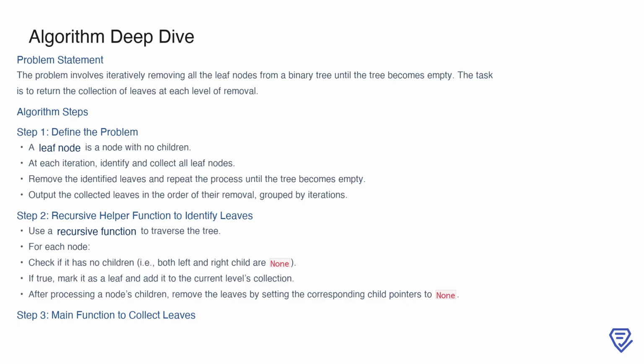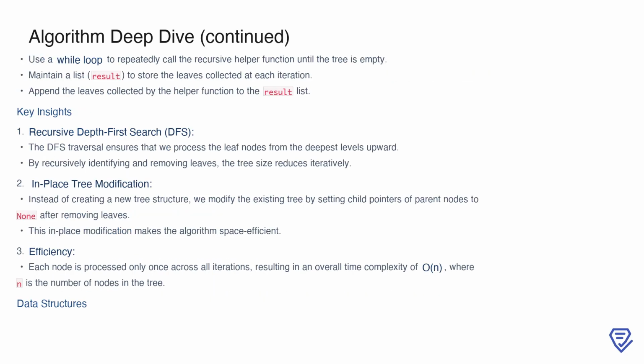A recursive helper function can be used to identify and remove leaves. This function traverses the tree, checks if a node has no children, and if so, marks it as a leaf and adds its value to the current collection. Once the children of a node are processed, the leaves are removed by setting the corresponding child pointers to null. The main function uses a while loop to repeatedly call the recursive helper function until the entire tree is empty.